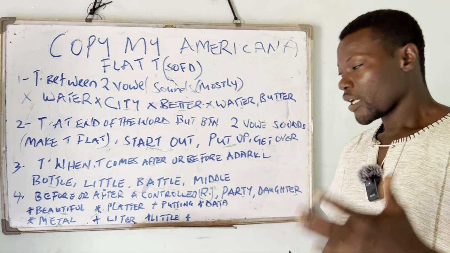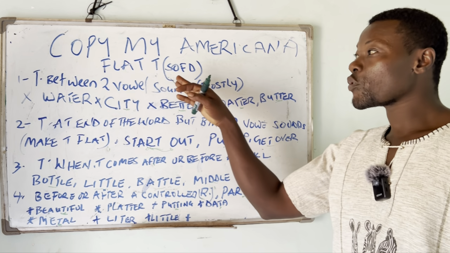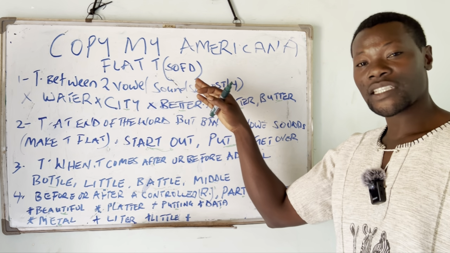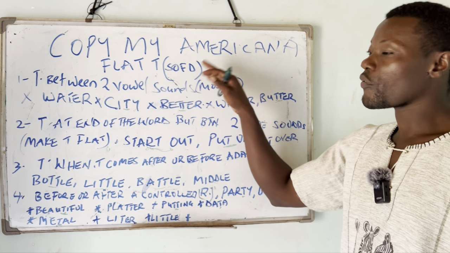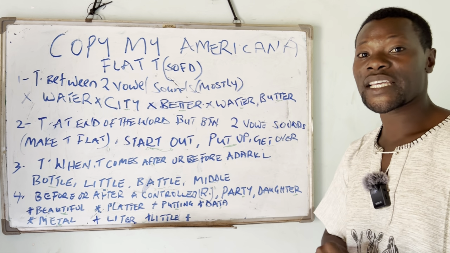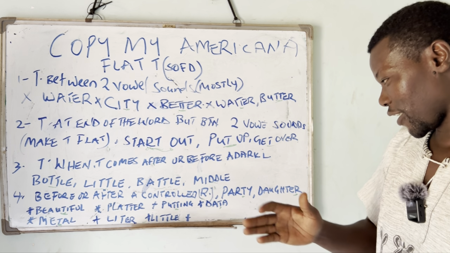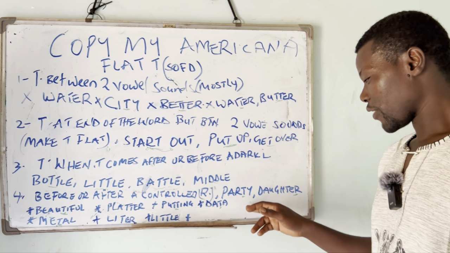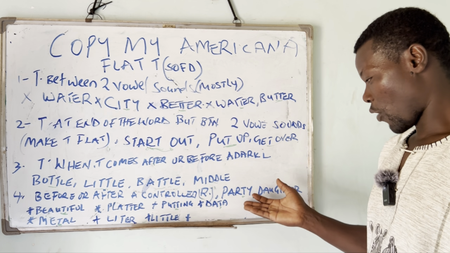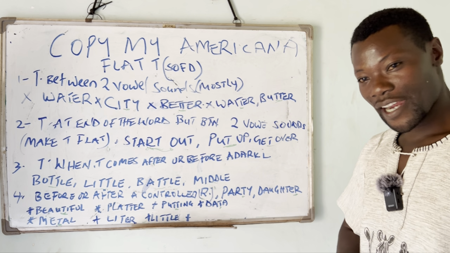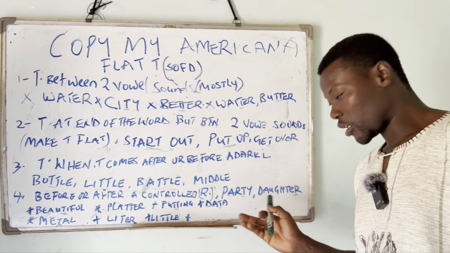So we are going to make the T sound soft, flat T, soft D. That's how we are going to get the American accent. So let's try. We have, this is called, in normal English, party. So in American accent, we say party, party.